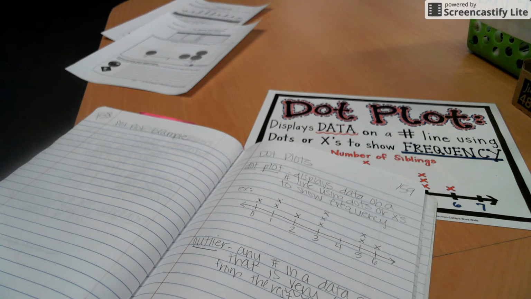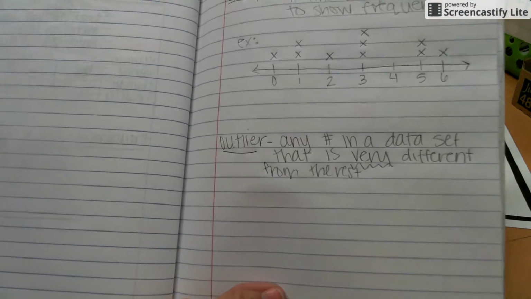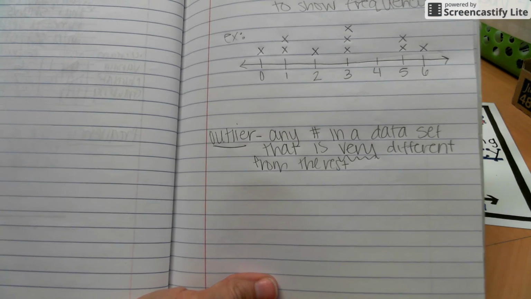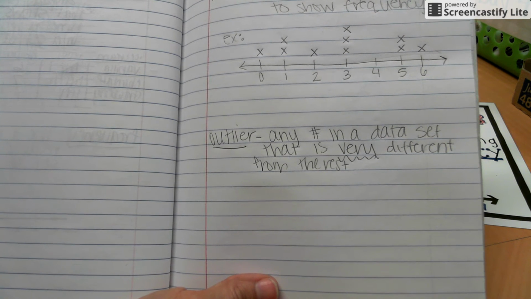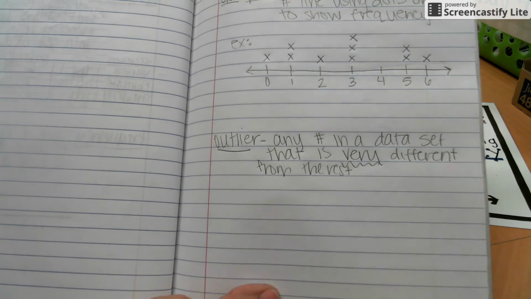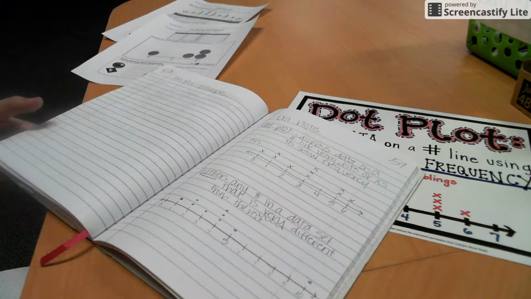When doing dot plots, sometimes we have something called an outlier. And an outlier is any number in a data set that is very different from the rest. And I'm going to show you an example.